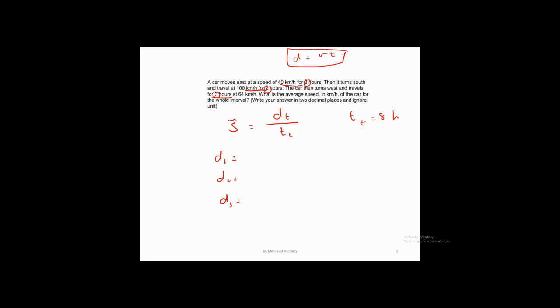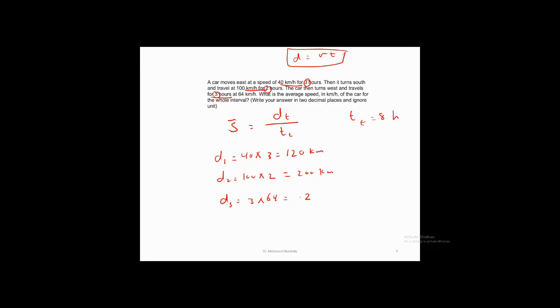So D1 will be equal to 40 times T. The speed times the time will give us the distance, in this case 40 times 3. How much is that, Shabab? 120 kilometers. The second distance in the second stage will be 100 times 2. That will be 200 kilometers. And the third will be 3 times 64.